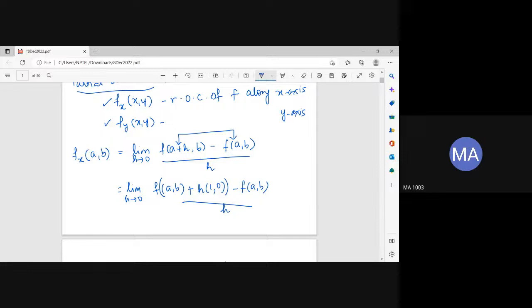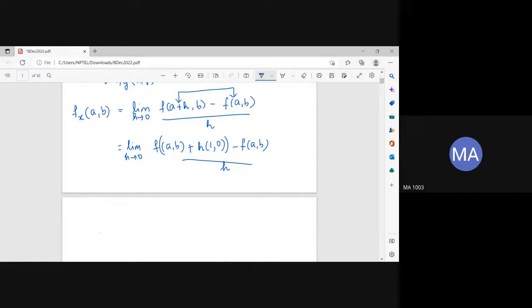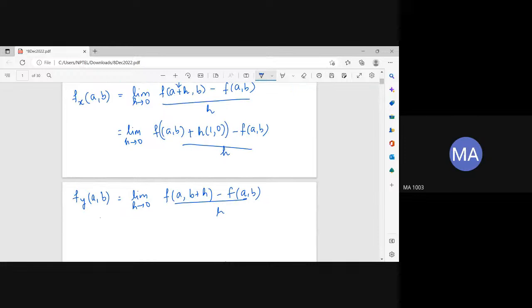If I want to compute the partial derivative with respect to y, there will be change only in the y component. Along the x component, there won't be any change, right? So there is going to be limit h goes to 0, f of a comma b plus h minus f of a comma b by h. So this is going to be the partial derivative with respect to y, where the change happens only in the y component. The x component remains the same.